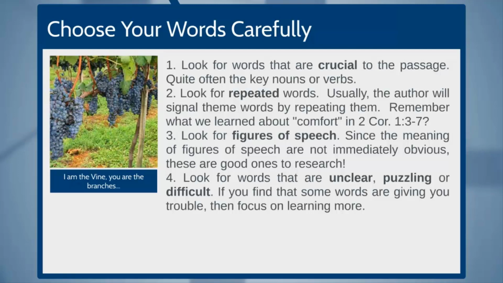We already talked about other keywords to look for. Look for repeated words. Usually the author will signal theme words by repeating them. We looked at that. They didn't have, again, ancient highlighters and bold font and italics. They had to repeat words if they wanted to get your attention that this is important. And we looked at that with 2 Corinthians 1 and the topic of comfort.